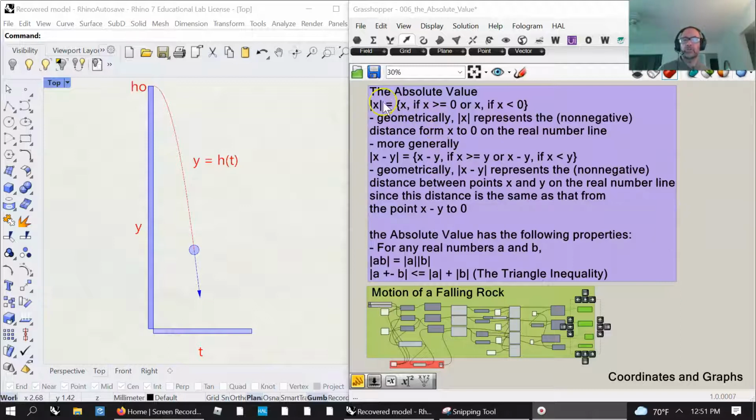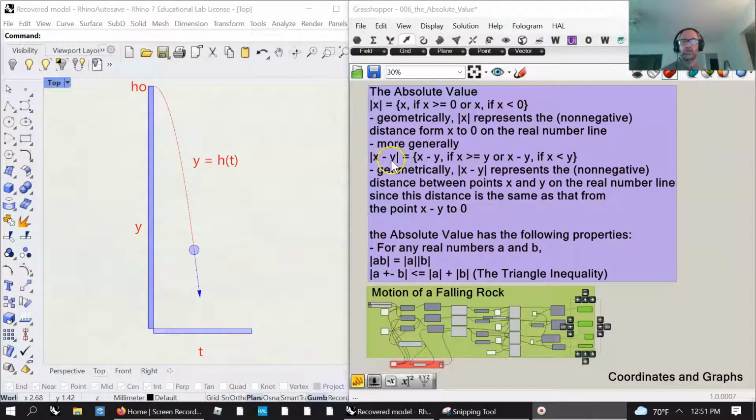So you think you have it represented by these straight bars, which will say that if x is greater than or equal to 0, then the absolute value is set to x, and if x is less than 0, then it's set to negative x, and that's basically it. Geometrically, the absolute value of x is represented as a non-negative distance from x to 0.